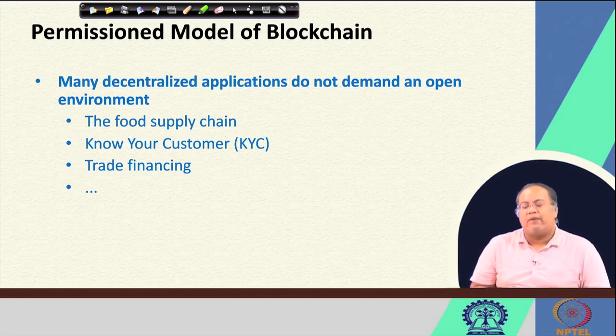Now, when the number of participants in a network is limited, people started thinking from scratch. We have a data structure like a hash chain, where I connect every block using the hash of the previous block, and that way I can generate a tamper-proof data structure. But at the back end, what I need is a consensus mechanism which will ensure that a block has come through a particular consensus among its participants.